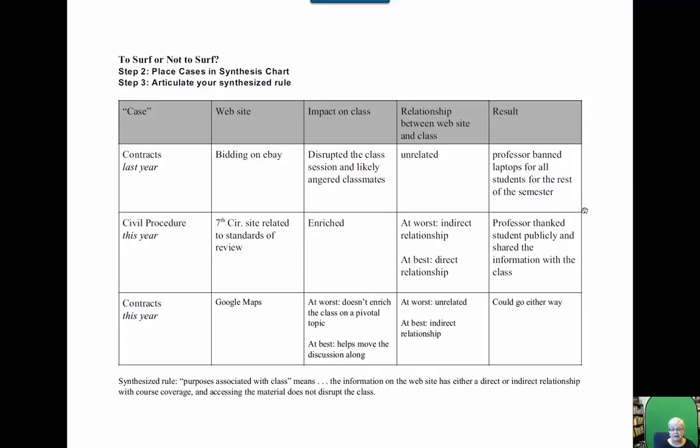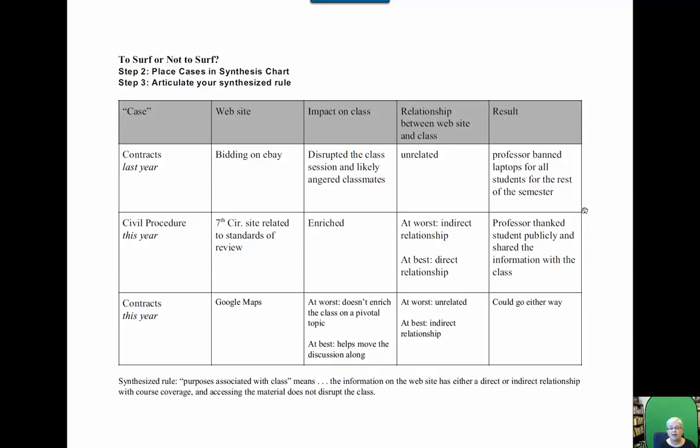We're going to talk about that in the next module, how you take these synthesized rules and these cases, how you use them for analogical reasoning and make your arguments. For now, just be aware that as you craft these synthesis charts, you want to be aware of where the facts lend themselves to different interpretations. So, for example, here, the impact on the class and the relationship, there are different ways of looking at that. And so you want to think through the different ways that you could look at those facts.